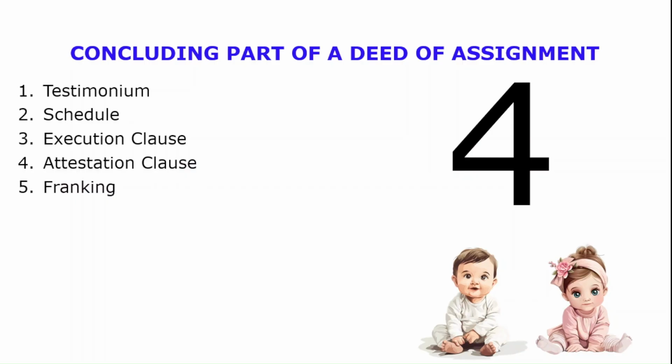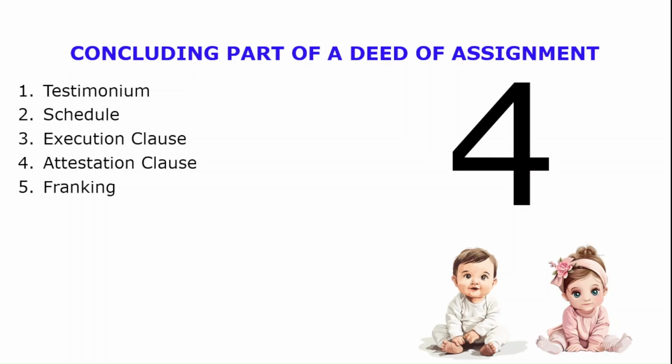So you have to pause again and write it out 5 times. Just repeat it so that your hand can be familiar with whatever you are writing, so that when you are in the bar finals, you are not trying to second guess. You know that this is the answer: testimonium, schedule, execution clause, attestation clause, and franking.